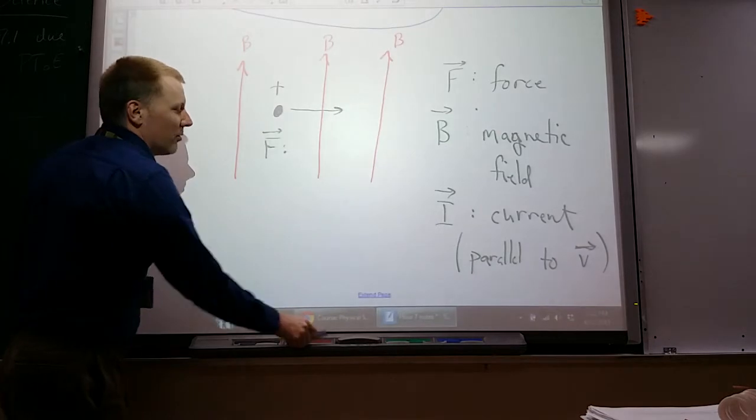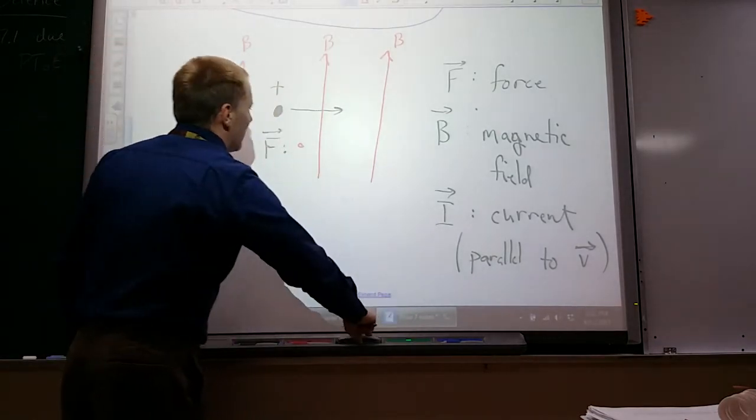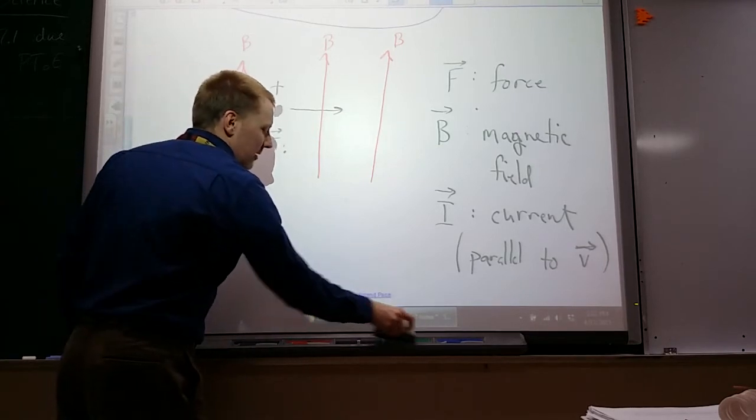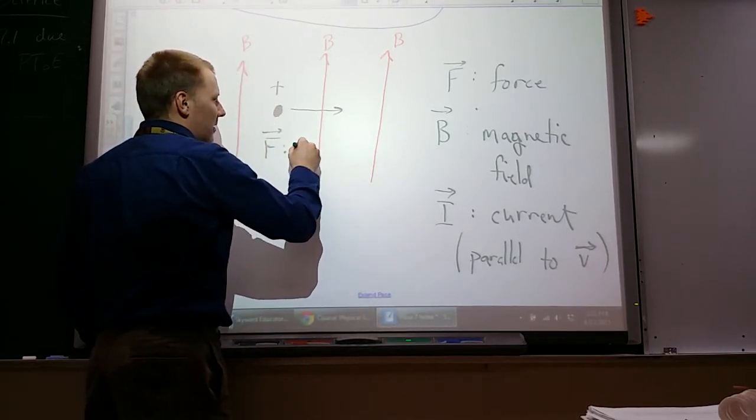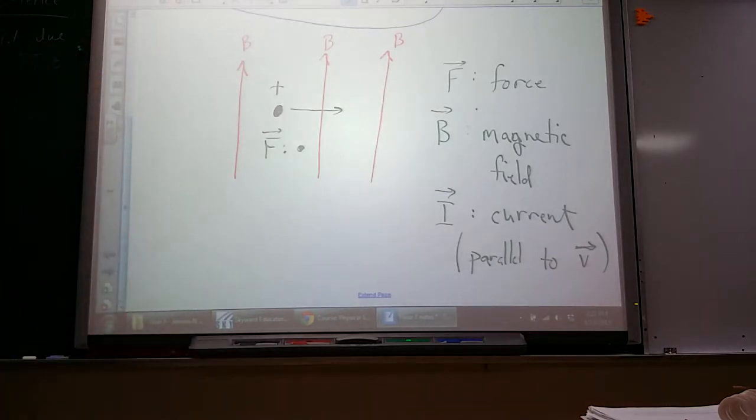Okay, so the force here would be out of the board, which is a dot if the arrow's coming at you. Yes, Matt? So, current would be the direction it's moving? Current is the direction it's moving. Current is always a positive direction, though, or a positive movement.